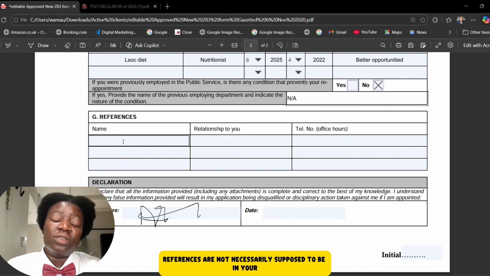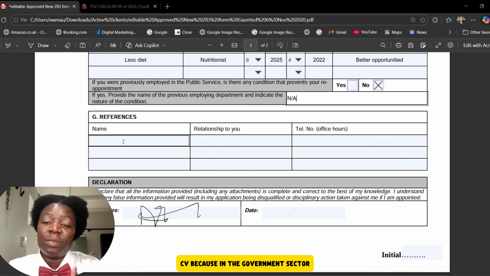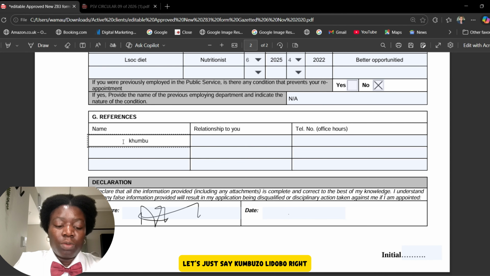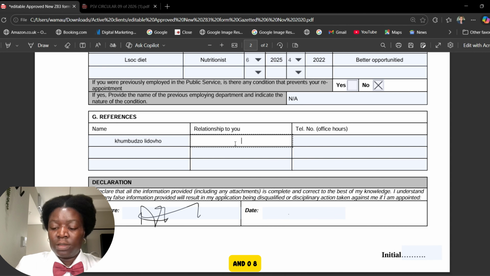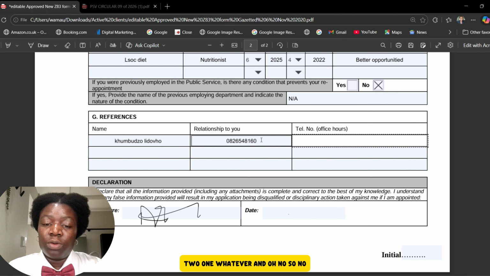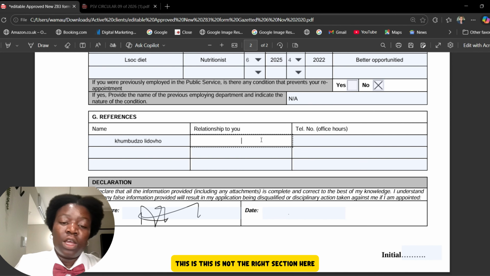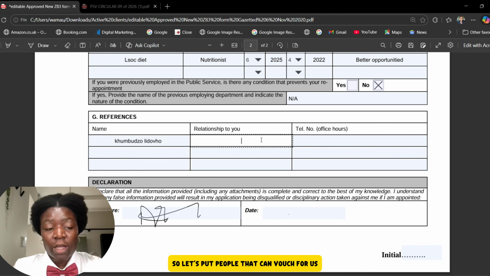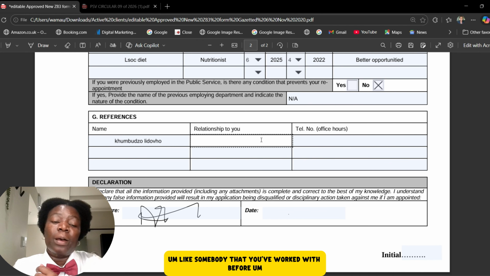And this is where I always say that references are not necessarily supposed to be on your CV, because in the government sector, if you apply for government jobs, this sits here. So you can put the name, let's just say Khumbudzo Lidobo, right? And 0826654221, whatever. Oh no, this is not the right section. Here you put the relationship, right? So let's put people that can vouch for us from a professional perspective, like somebody that you've worked with before.